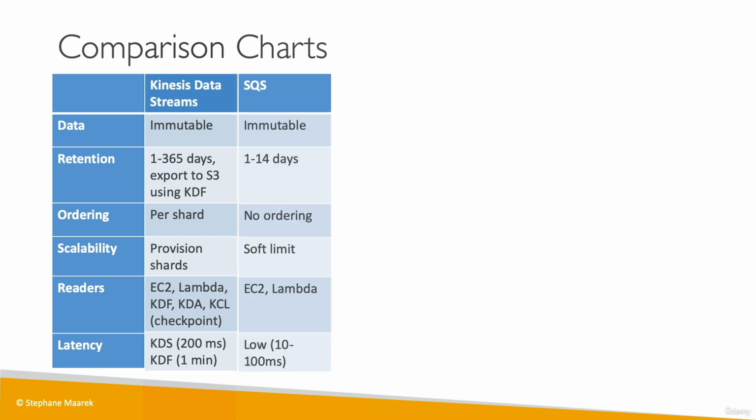Next, let's look at SQS. So SQS, the data is also immutable. Once it's inserted, it cannot be removed. And the data retention in SQS is going to be between 1 to 14 days. There is no ordering for SQS standard, and the scalability is virtually unlimited. There's a soft limit, but you can always increase it. The readers of SQS are going to be EC2 or Lambda functions. And the latency in this case is going to be quite low, between 10 to 100 milliseconds.